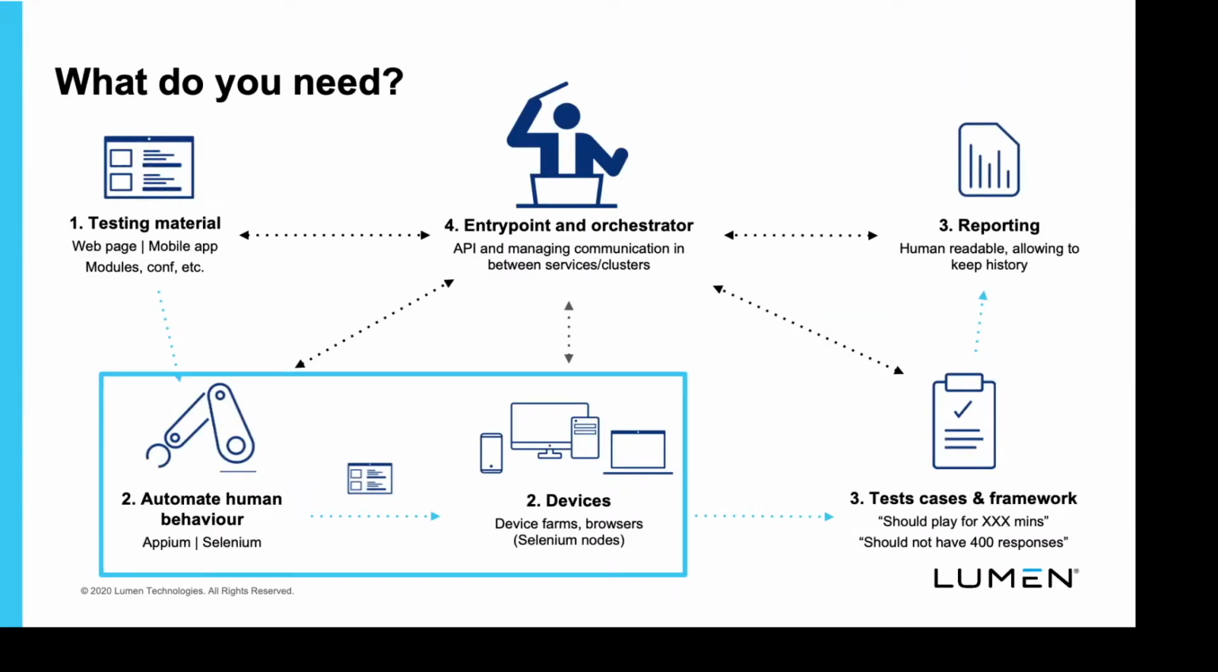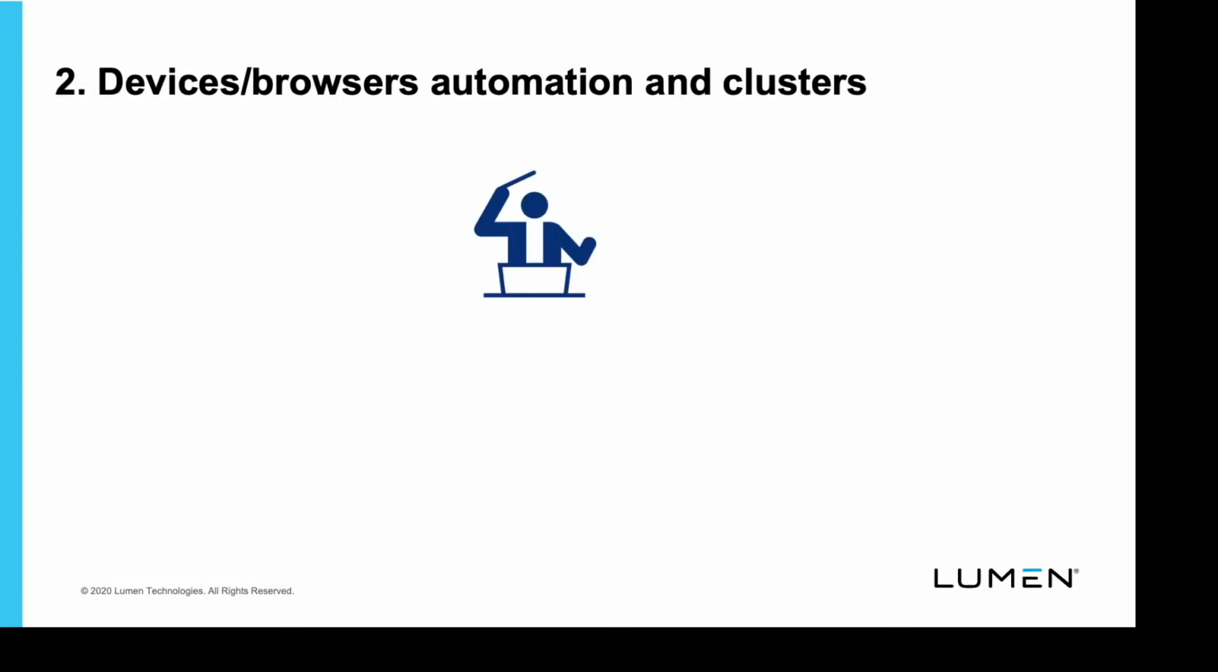The second thing you'll need is a way to automate human behavior, and this is done using some famous tools such as Appium and Selenium. And you will also need some devices, of course, to be able to receive this testing material.